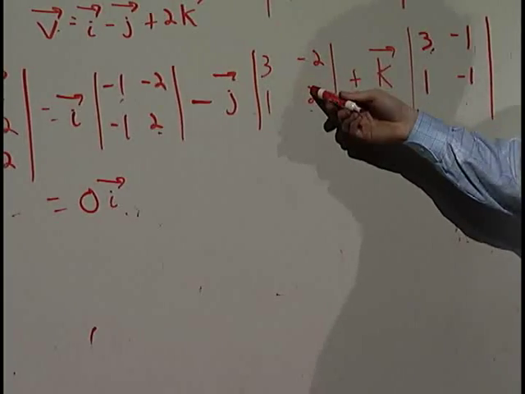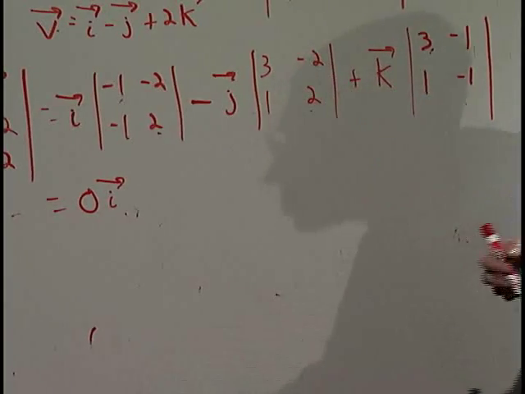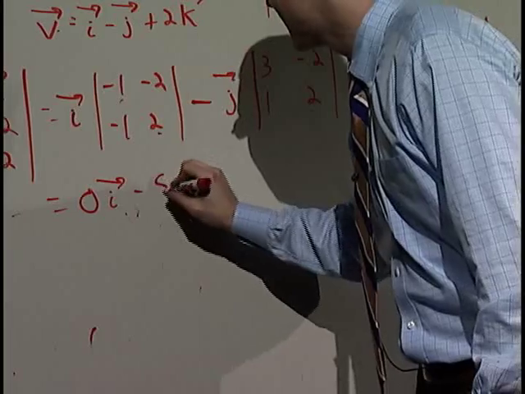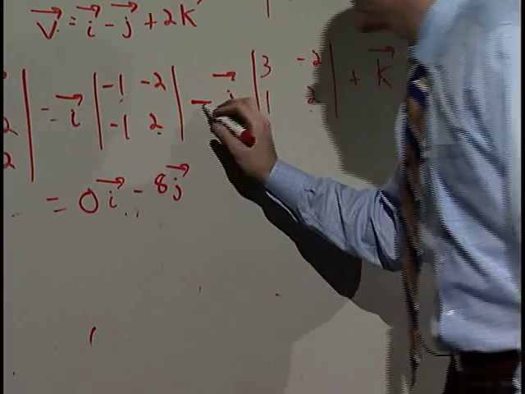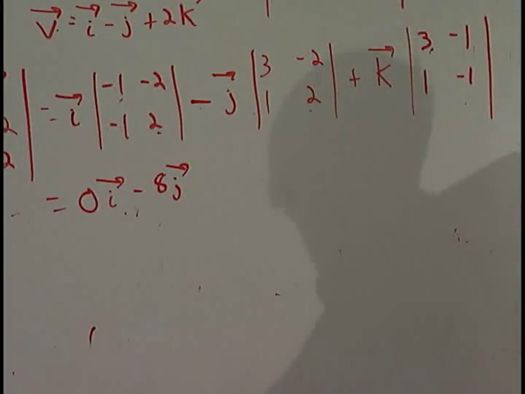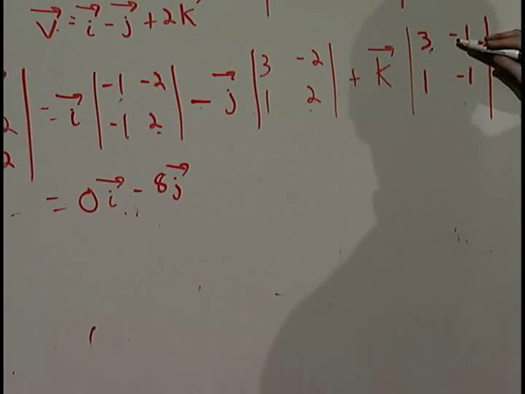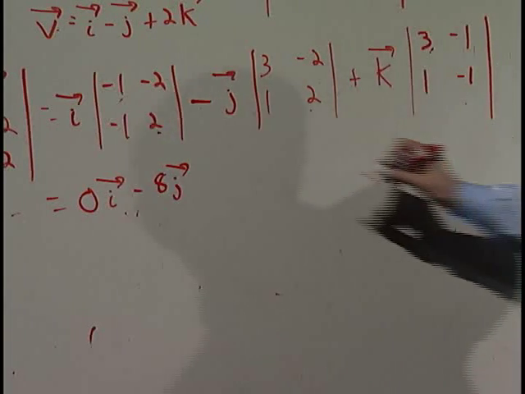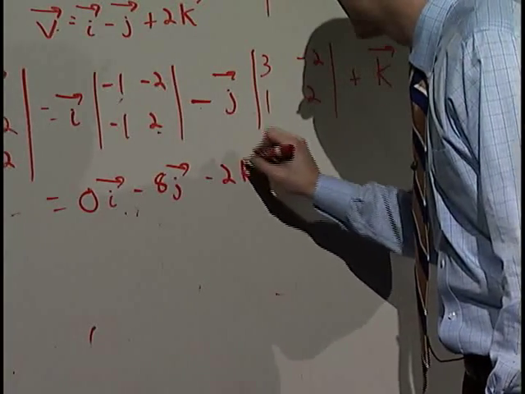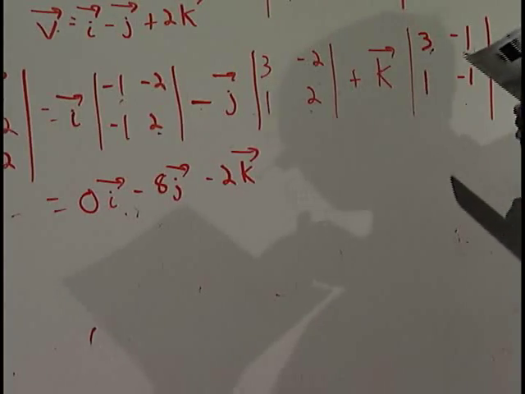3 times 2 is 6, minus a -2 is 8. So this is minus 8j. Remember, the minus is already on the outside there. 3 times -1 is -3, minus -1 is a positive, or +1. That's a -2, so it's minus 2k. What do I have here? Yes, it is. All right, good.